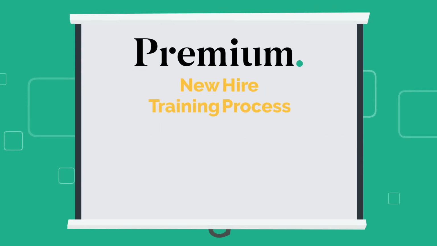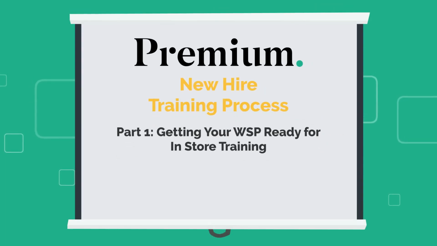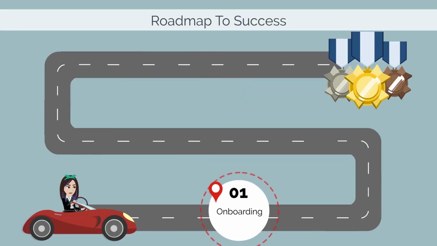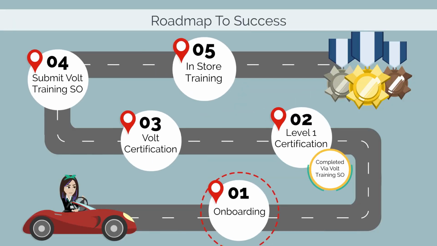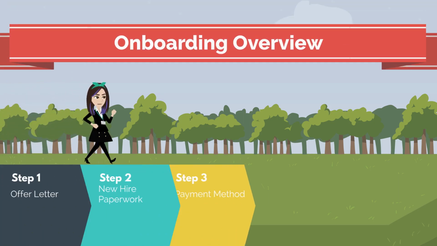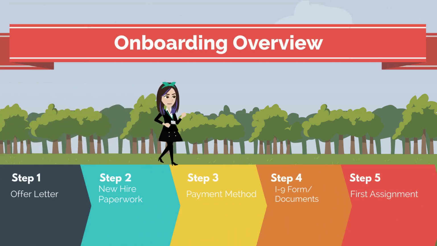Welcome back, sales managers. Today, we are going to go through the order of events for the new hire training process, so that you know how to get your sales pro in store as efficiently as possible. Now that you have found your candidate and entered them into the team config, they are ready to start the onboarding process. But we're going to break it down a little bit further.